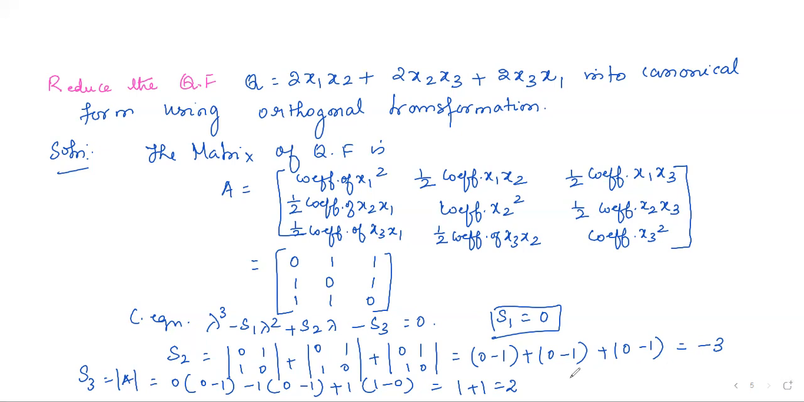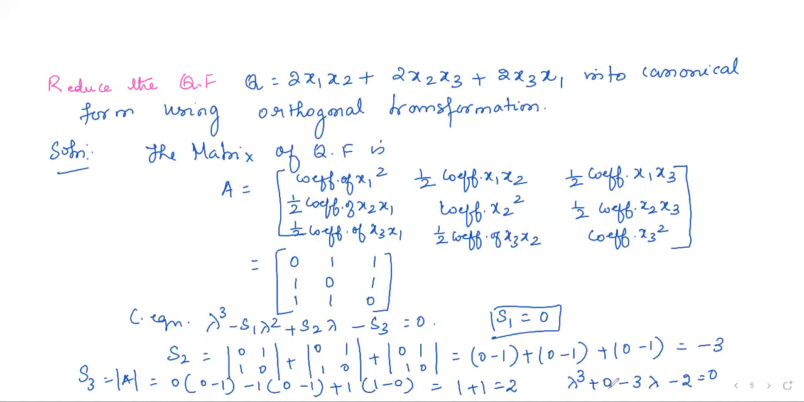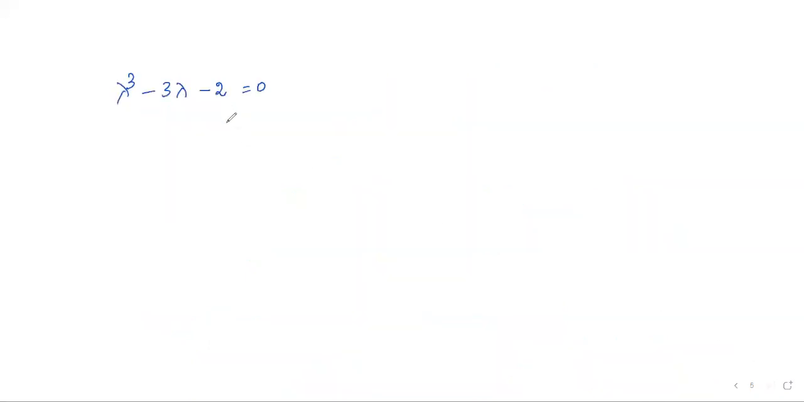So therefore, you will be getting the characteristic equation lambda cube. S1 term is 0, then S2 gives minus 3 lambda, S3 gives minus 2, that is equal to 0. So lambda cube minus 3 lambda minus 2 is equal to 0. So this is the characteristic equation. Now solving this characteristic equation, you can find out the roots. The roots are nothing but the eigenvalues.